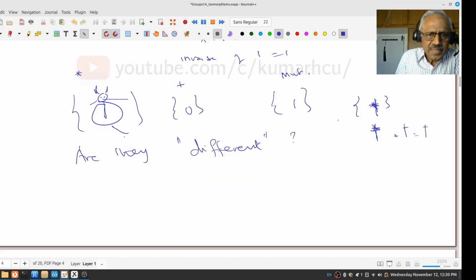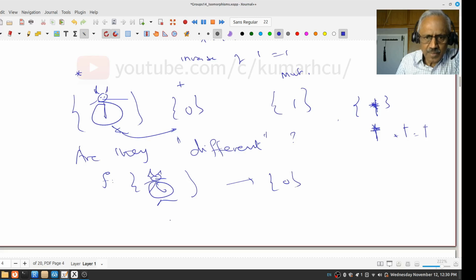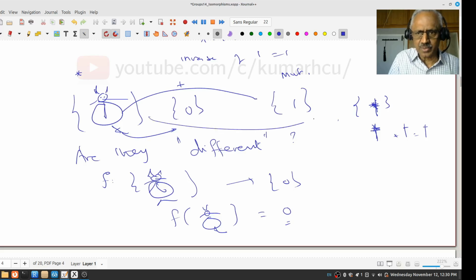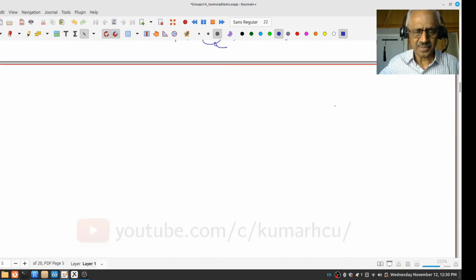So I can set up some kind of a map between these two. What is the map? F of the cat is 0. That's it. Are you following? So this is a 1-1 onto map, and similarly I can map this onto this. I can also map this one-to-one onto this. Are you okay?